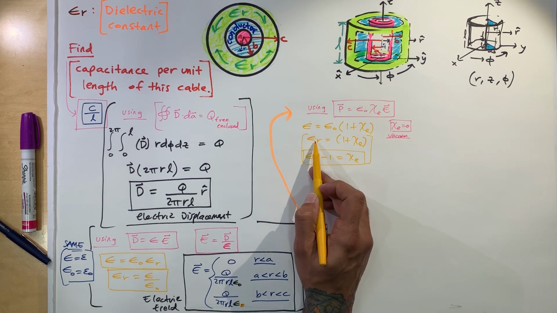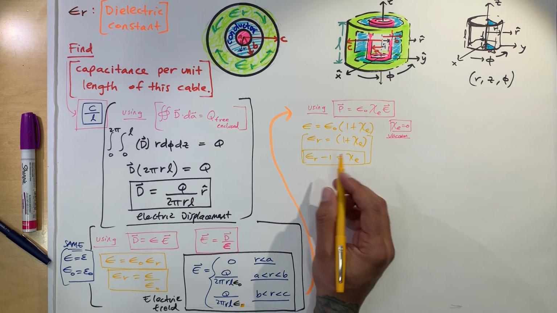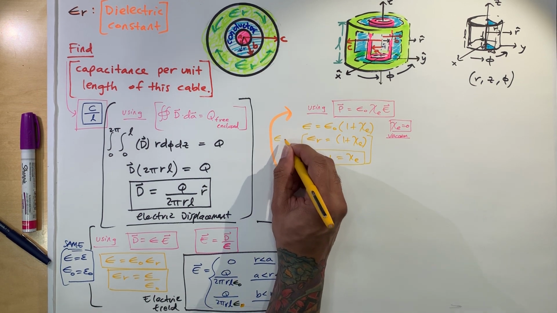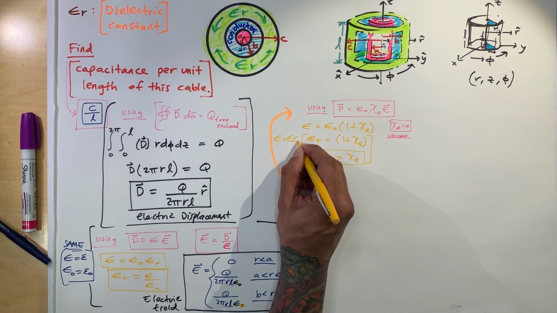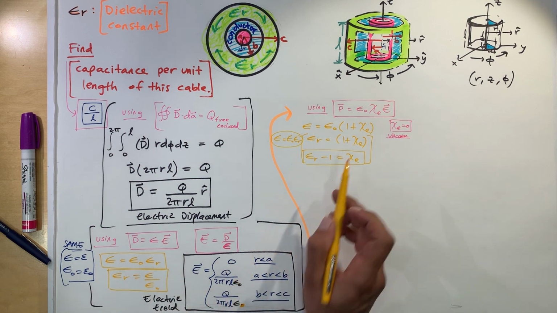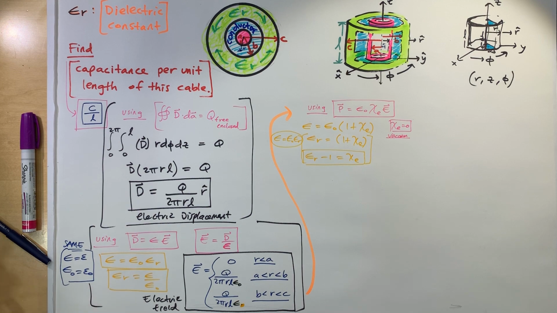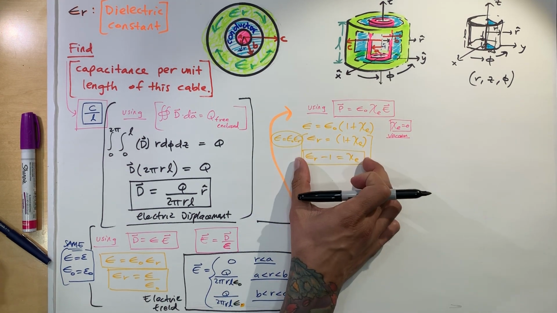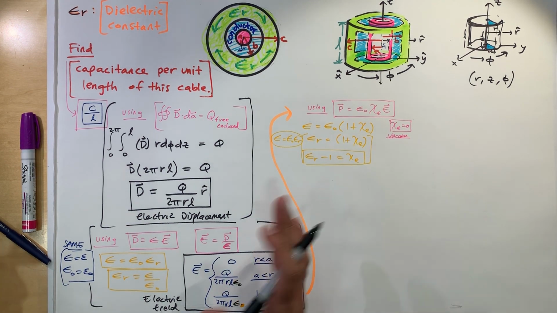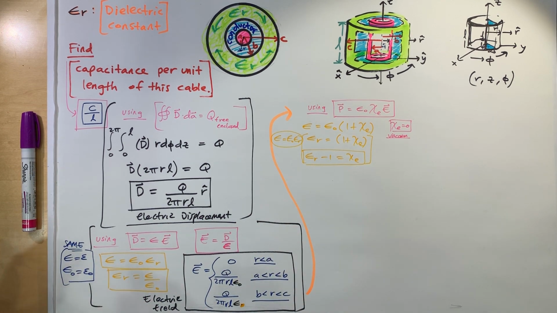But yes, this ER is equal to this, meaning this epsilon is equal to epsilon naught, epsilon R, just like we have here. So nothing changed, except for now we expanded the representation here of ER. Now let's try to get values for polarization. We got polarization in 3 different regions, just like we have electric field in 3 different regions.